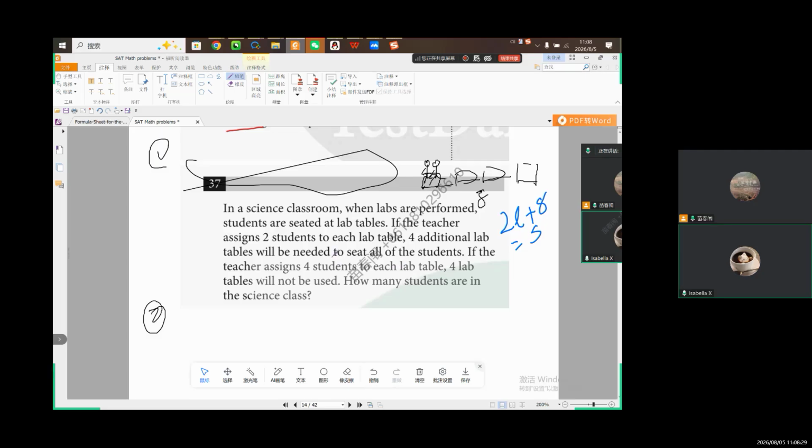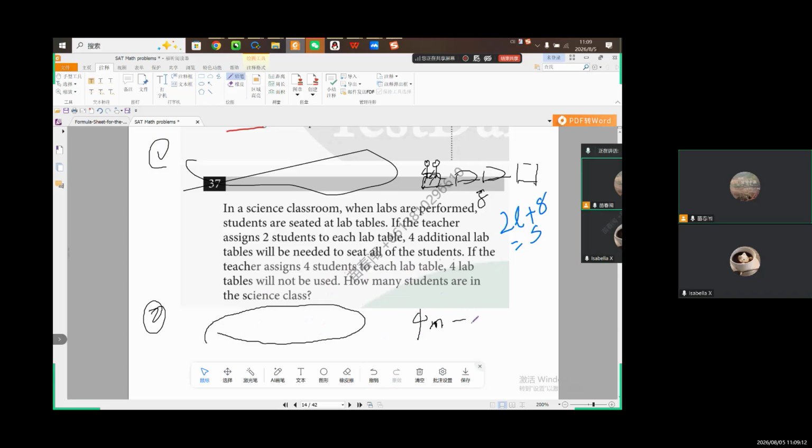The second one is 4 students for each lab table, and 4 tables will not be used, which means there is a minus, right? If I use M for tables, it's 4M. We have M tables. I used L for the lab tables and S for students. So I use 4M, and I have a minus at the end because 4 tables are not used.